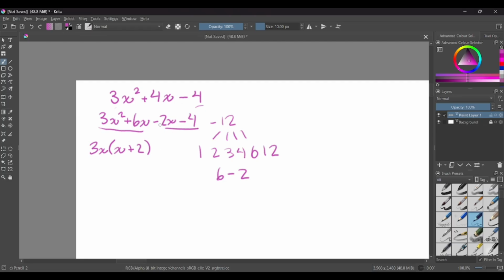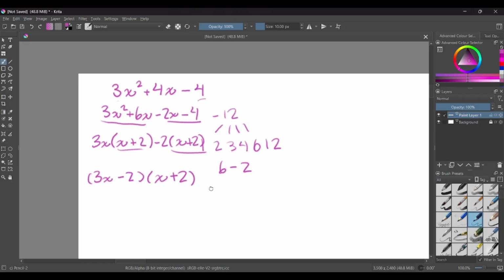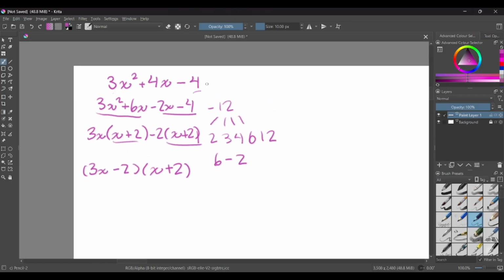And then you can factor out negative 2 from this one. So negative 2 times x plus 2. You realize that these two terms are the same, so you can split it apart into 3x minus 2 multiplied by x plus 2. This would all be equal to 0.